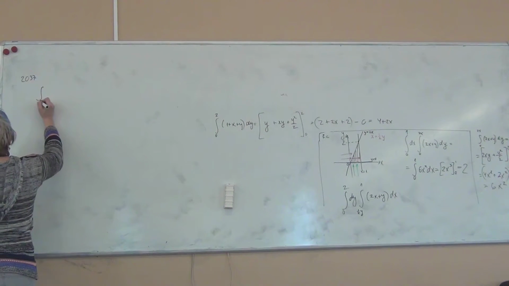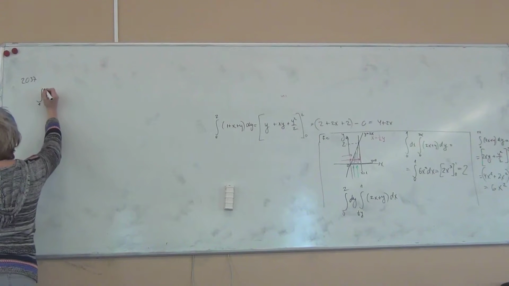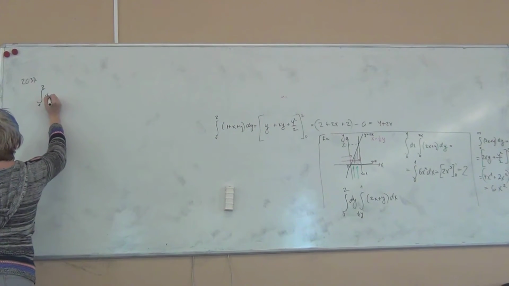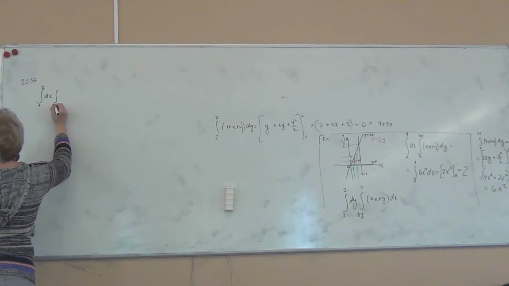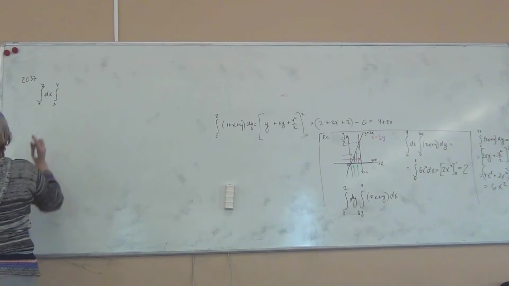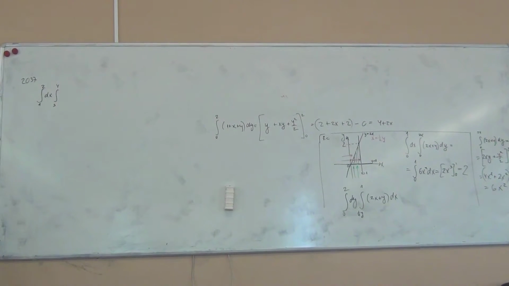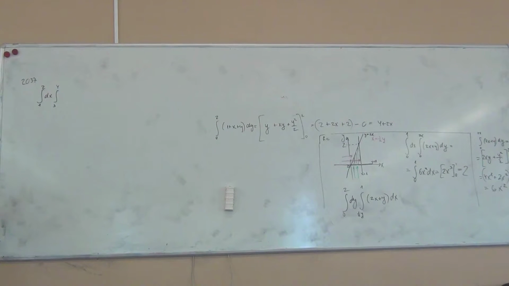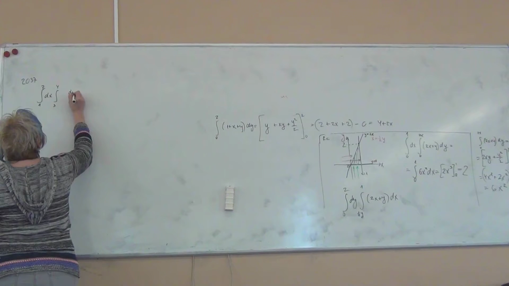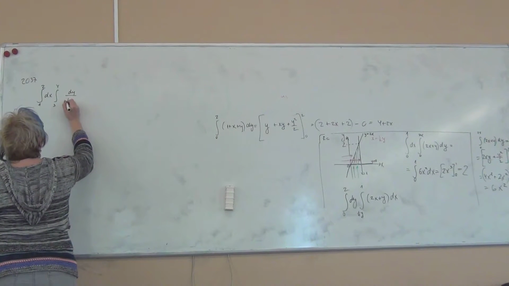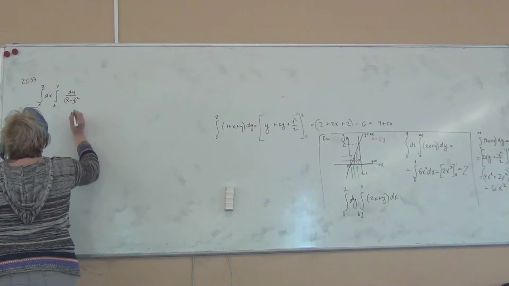Okay, so now we have from 1 to 2 dx, integral from 3 to 4. So this is on a rectangle. No worries about confusing expressions. And now we have dy over x minus y squared.